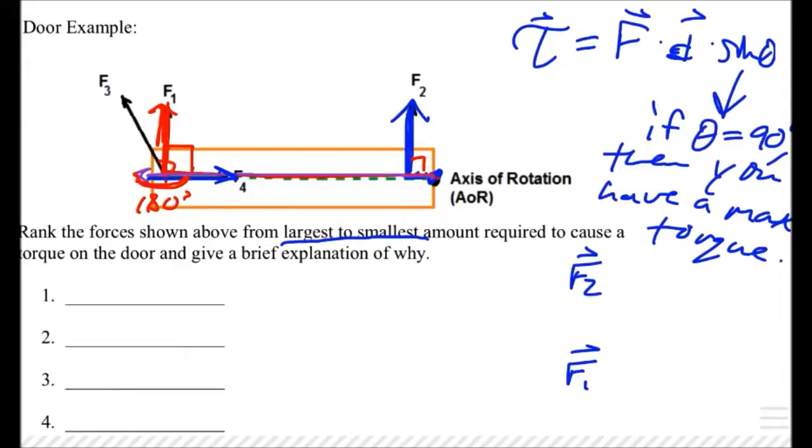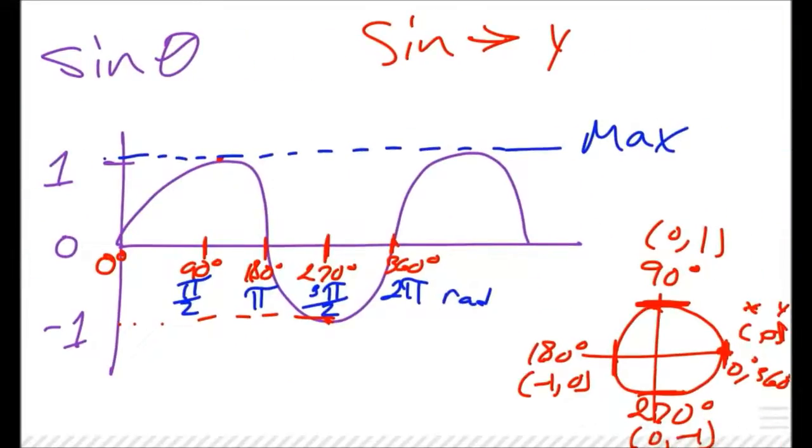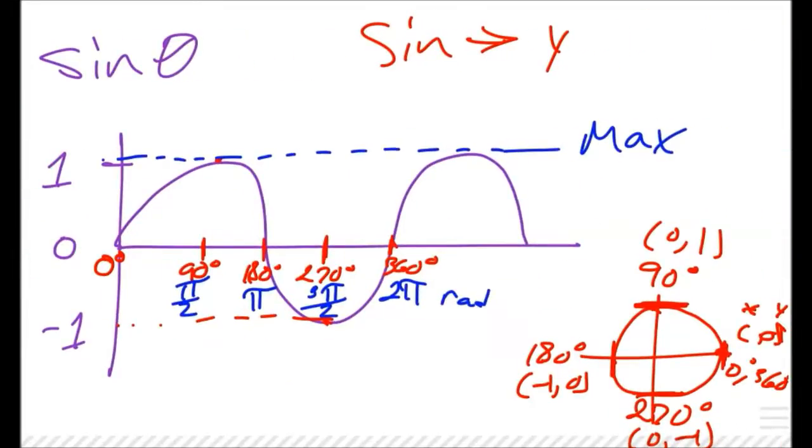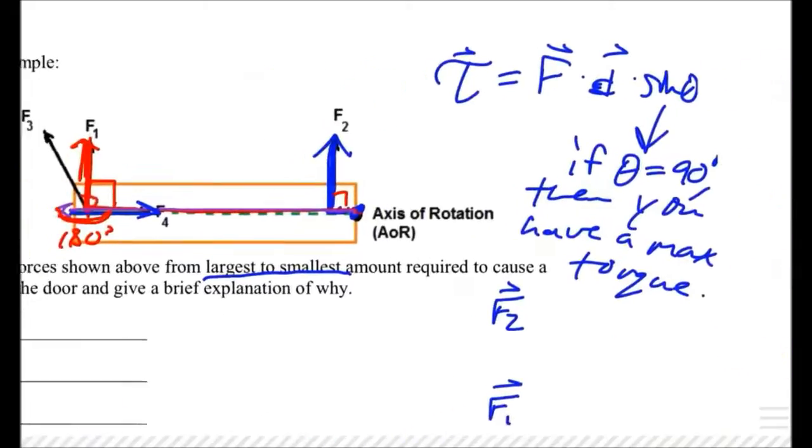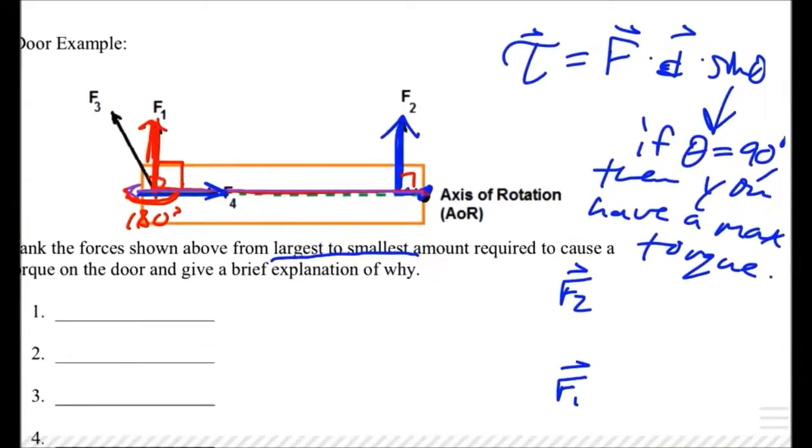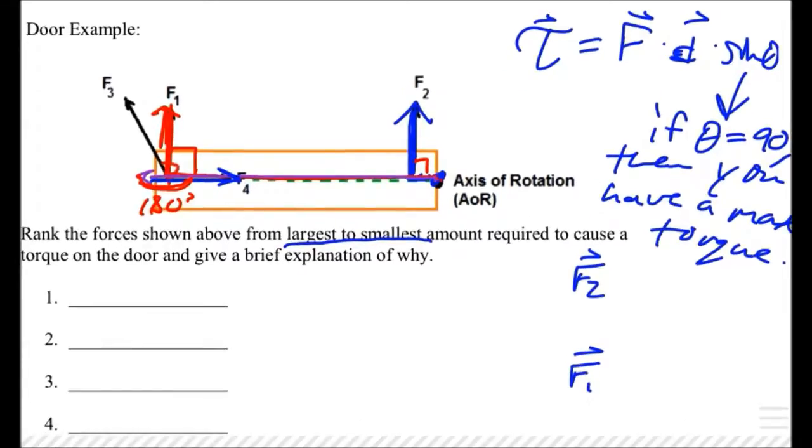Let's go back over here to our sine curve real quick and look at the value of sine when we're at 180 degrees. That's 0. So if we look at our torque formula, the sine of theta when it's 180 degrees is going to be 0. That means you're multiplying these things by 0. So how much torque are you going to get? 0.